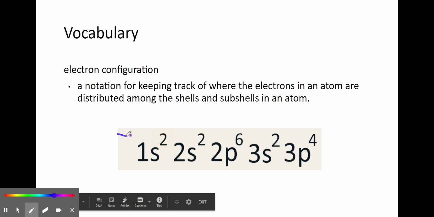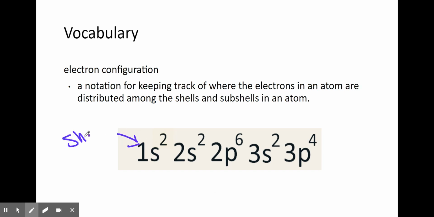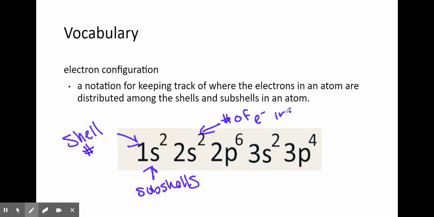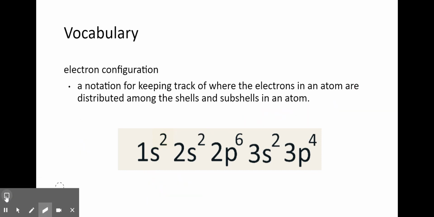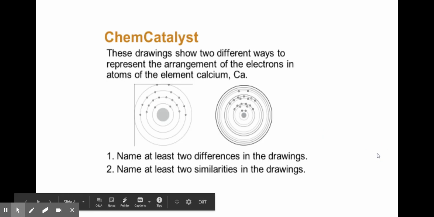Okay, where we see the large numbers or coefficients, that is going to tell us our shell number. Okay, so this is shell 1, shell 2, shell 3. Okay, the S's, P's, D's, and F's that we'll see will tell us subshells. And then the numbers tell us number of electrons in the subshell. Okay, so we'll see 3 different things that we have to pay attention to on here.